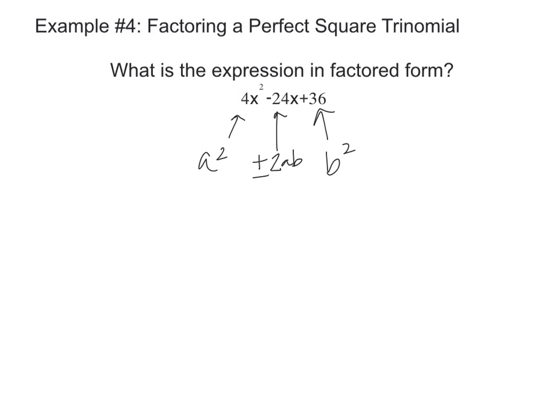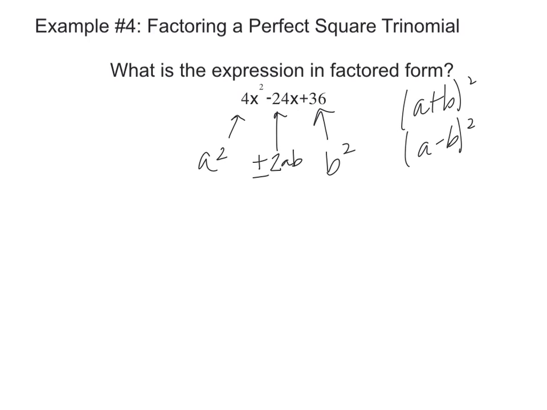If that is the case, if it is positive 2ab, your answer would be a plus b squared without having to go through the whole process, okay? The next one would be a minus b squared if I had negative 2ab. So let's look here to see what we have and then we just put it in the correct form. Is the first term a perfect square? Yes. 4x squared is a perfect square.